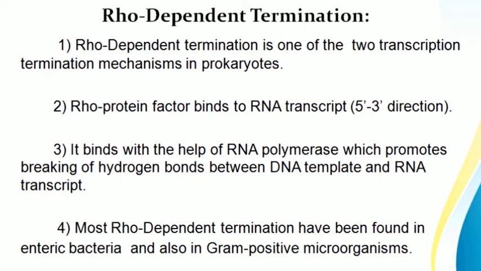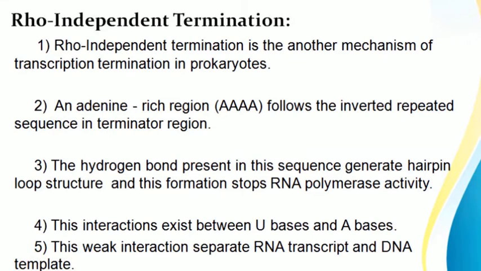Now, rho independent termination. This is the other type of termination involved in prokaryotic organisms. In this type, an mRNA sequence is created as RNA polymerase advances. Prokaryotic transcription is terminated using a second method called rho independent termination. A terminator region usually has an inverted repetitive pattern. An adenine-rich region follows the inverted repeated sequence.